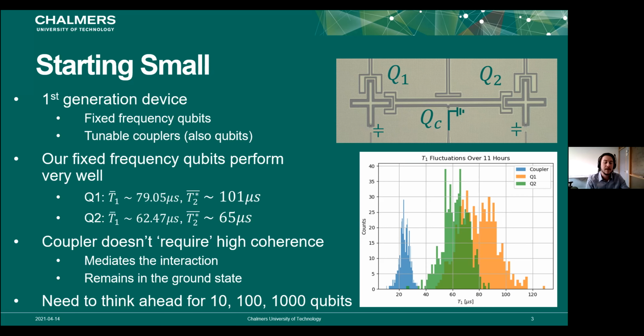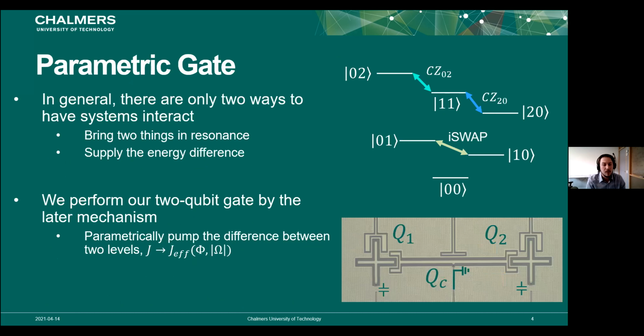So what kind of interaction do we have with this? Well, it's a very similar system to the previous talk that we saw, but we operate it in a very different way. So in general, there's only two ways to have a system to interact. That is to bring two things into resonance or to supply the energy difference between different levels. So the previous talk was the first of these where you brought two levels into resonance and you get the natural interaction rate. Whereas what we perform is we parametrically pump the difference frequency between the different levels. And this gives us access to a whole host of different gates.